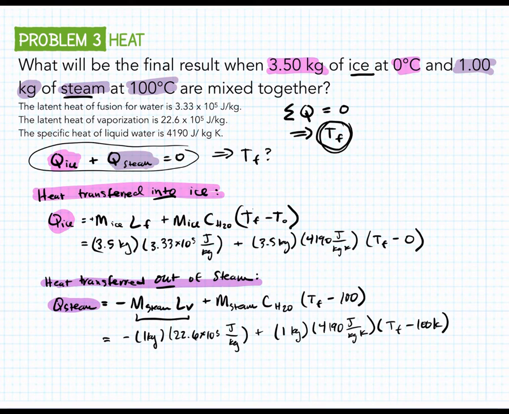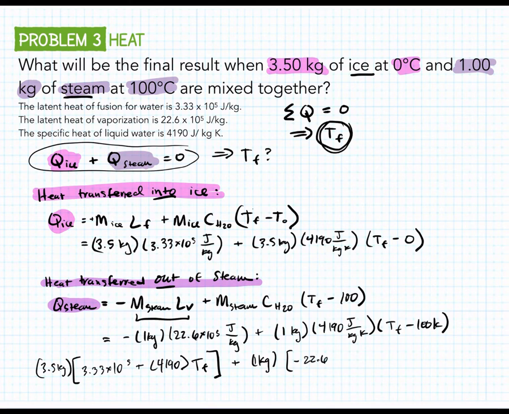Okay, so 3.5 kilograms times 3.33 times 10 to the 5th plus 4190 T final plus (1 kilogram times negative 22.6 times 10 to the 5th plus 4190 times T final minus 100) equals 0. Algebra happens.